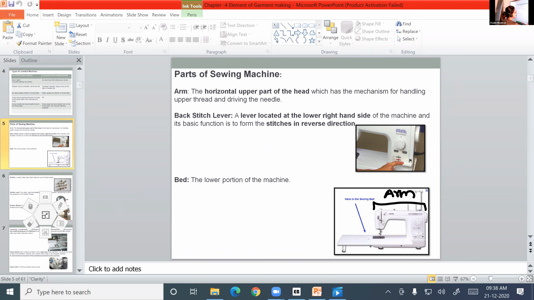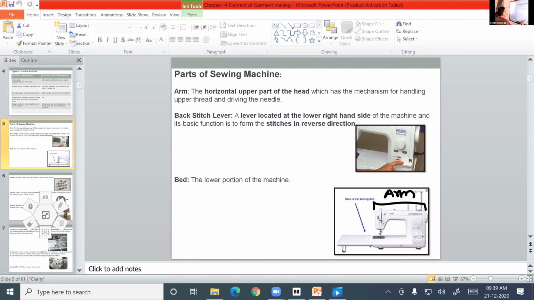And the backstitch lever. This is the backstitch lever, a lever located at the lower right hand side of the machine, and its basic function is to form the stitches in reverse direction. By seeing the video, you can understand that. After showing the parts of the sewing machine, I'll show you how to thread a machine and how the backstitch works and all.